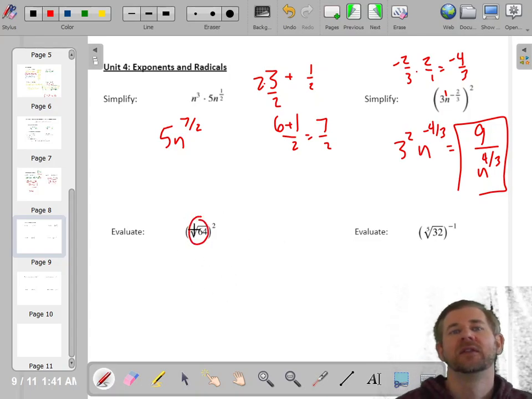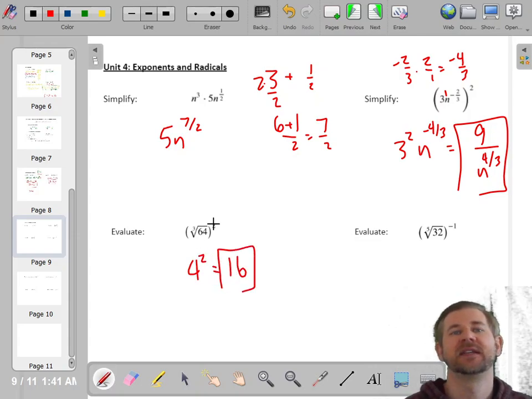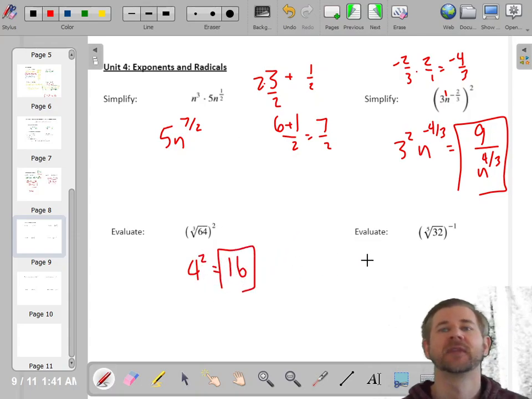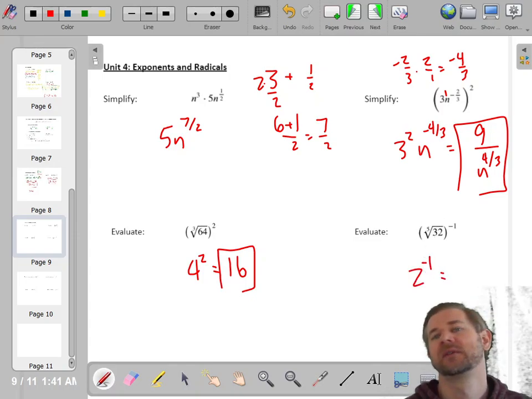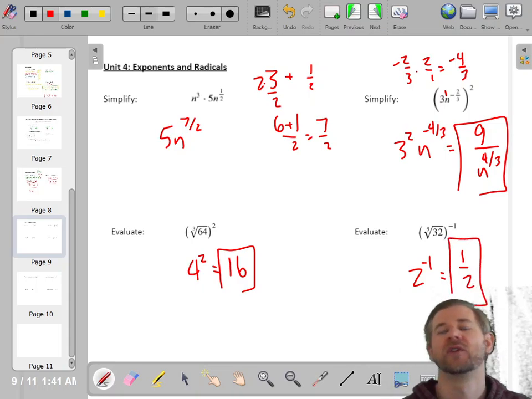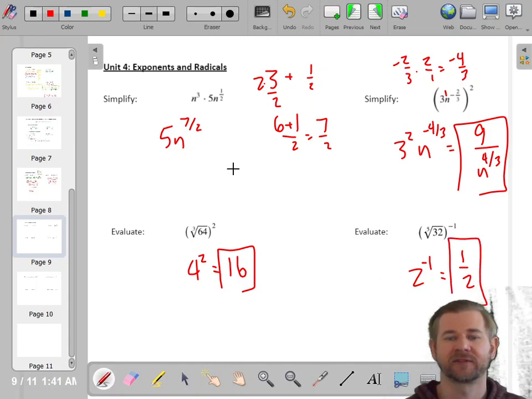Evaluate. The cube root of 64 is 4, and 4 squared is 16. So that is 16. Similarly, the fifth root of 32 is 2. 2 to the negative first is 1 over 2 to the first. So that one's 1/2.